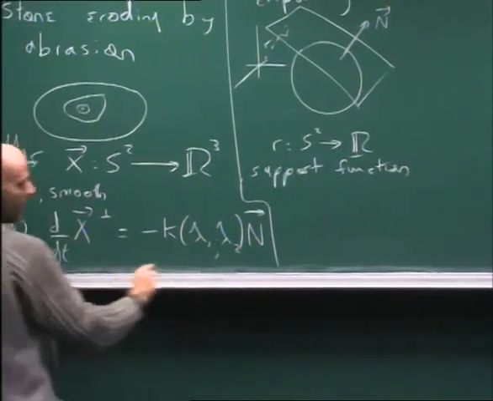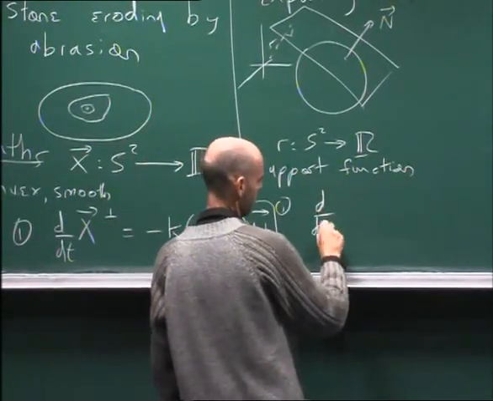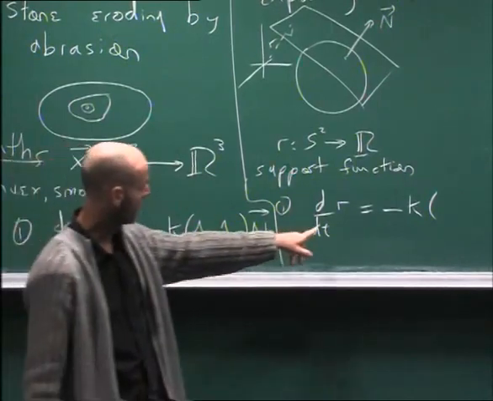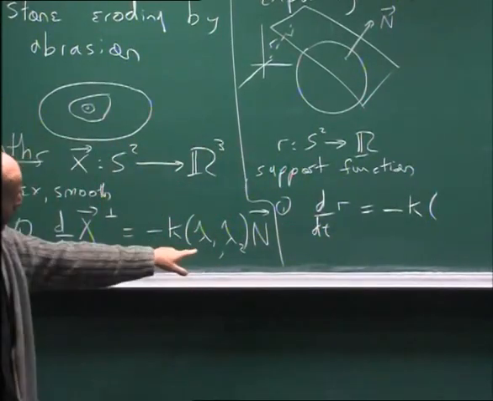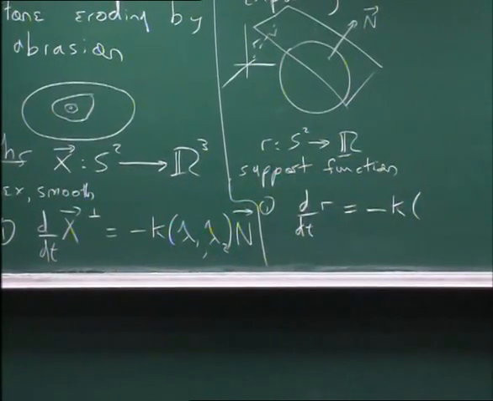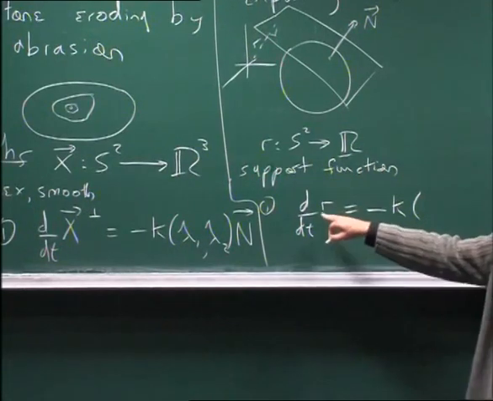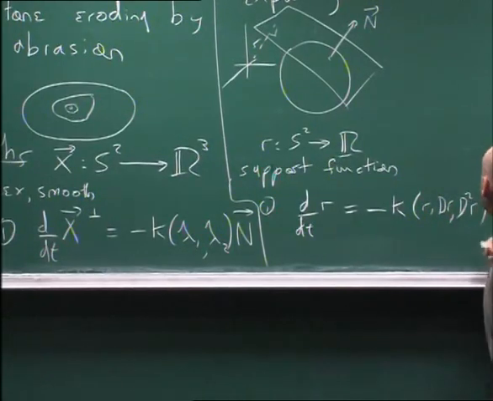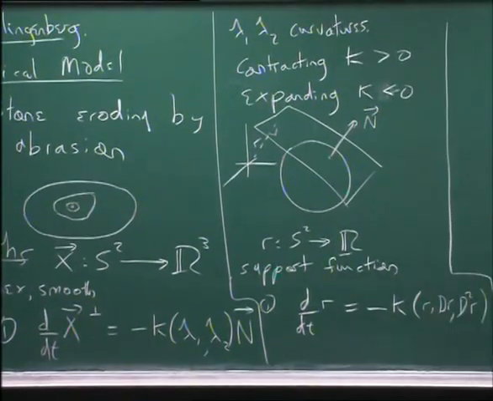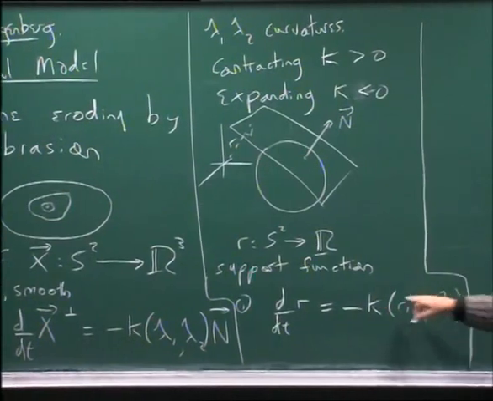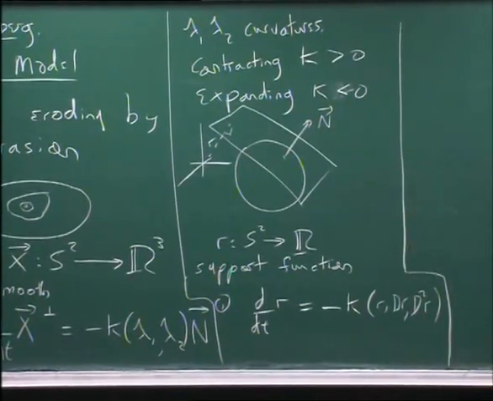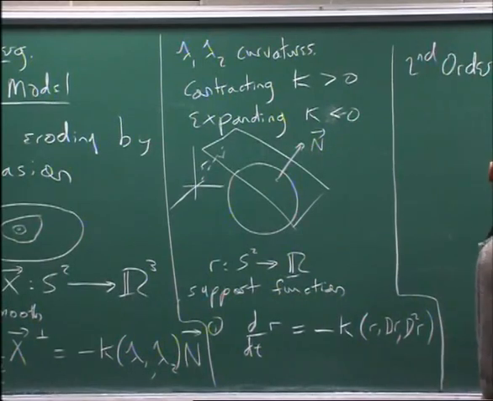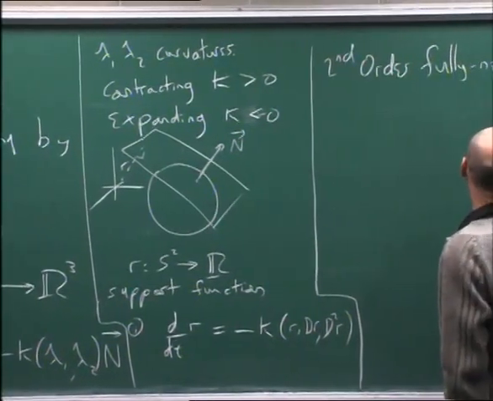If you take this equation and write it out, after you do this projection, you find that the rate of change of the support function is exactly equal to minus k of lambda 1, lambda 2. Now, what are lambda 1 and lambda 2? They're the curvatures. And in general, they're second derivatives of the support function. So this would be a function of R, the derivatives of R, and the second derivatives of R. Okay, so that at least gives us an idea what kind of equation this is. It depends on what kind of function this is. You can obviously choose this function to be as complicated as you like. In general, this is going to be a second order, fully nonlinear PDE.